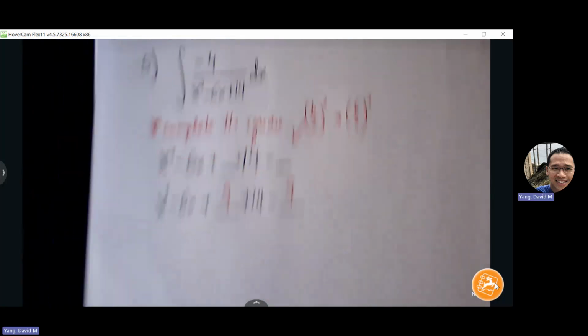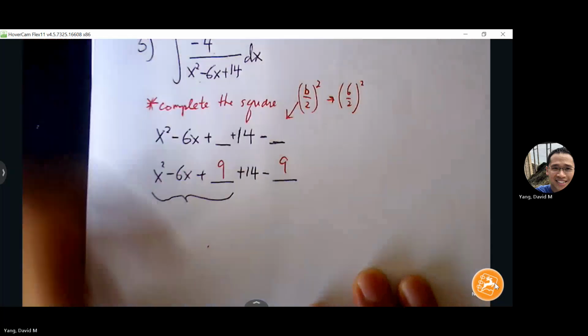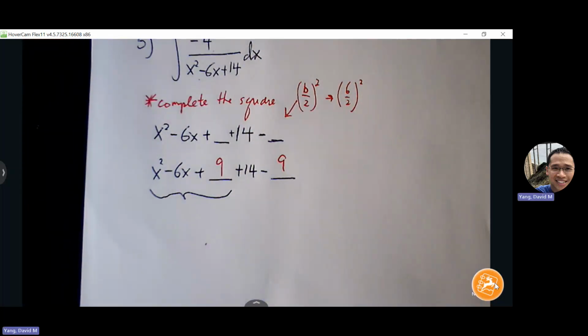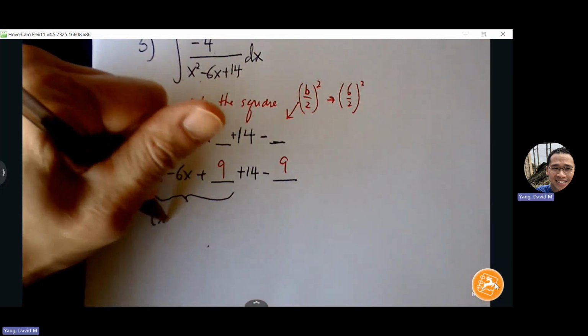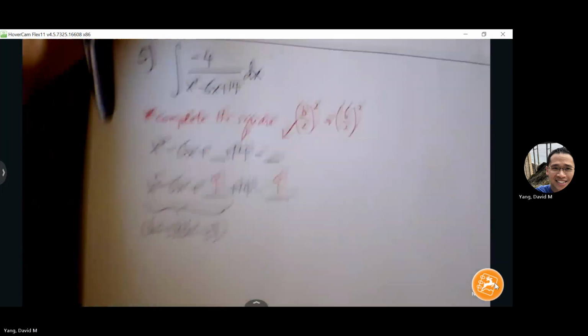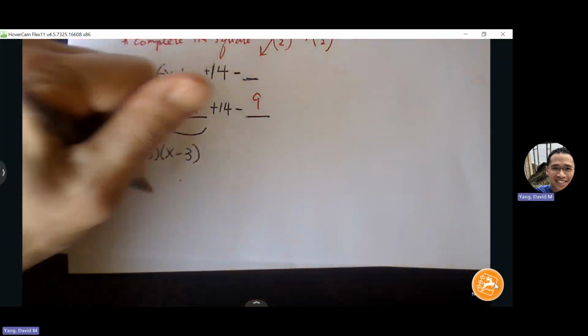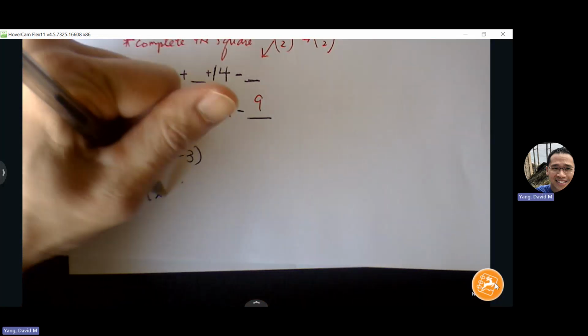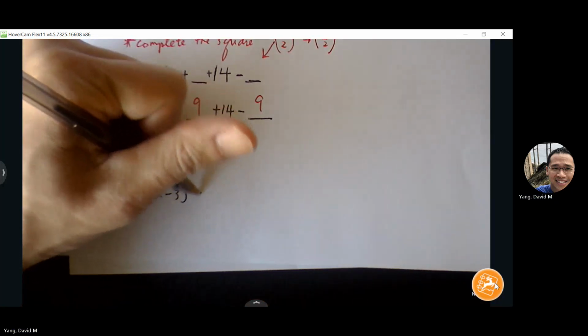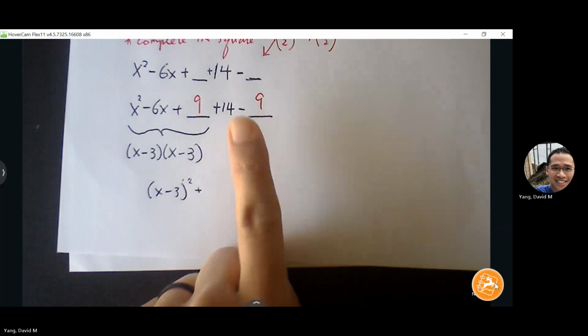Okay, so now we have to go through our factoring. It should factor nicely. What multiplies to be 9 adds up to be -6? -3 and -3. Okay. We can merge those two to be just what? And then 14 minus 9 is 5.